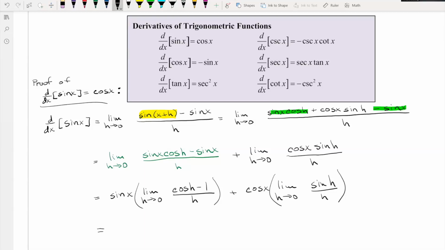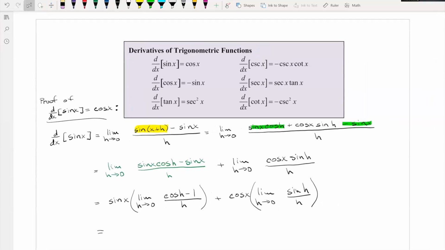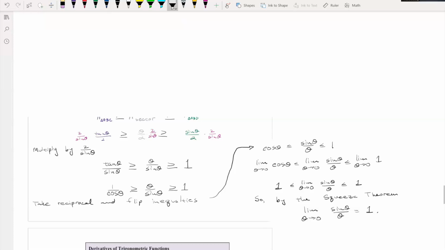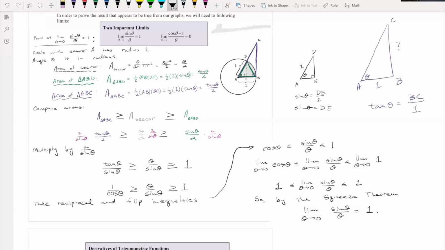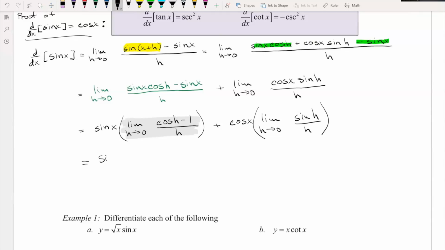Now, if you look at what's in the parentheses there and scroll back to the page above, this limit in gray on the previous page is 0, right? It's just instead of theta, we have h. And the other limit is the one we just proved. So we end up with sine x times 0 plus cosine x times 1, which will give us cosine x. And we've just shown that the derivative of sine is cosine.